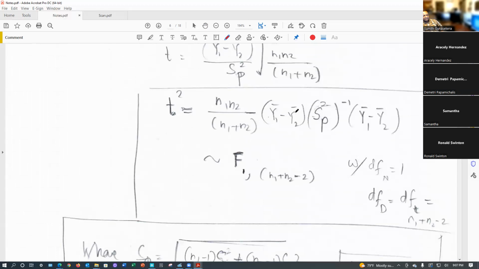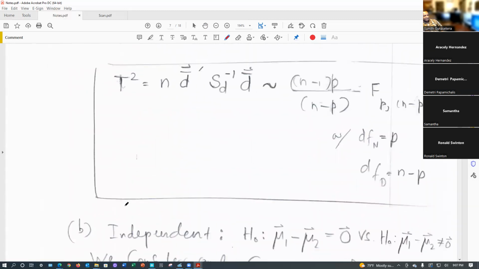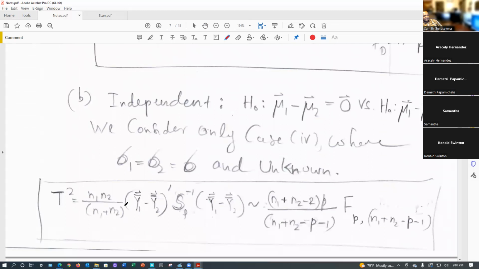First group mean minus second group mean, but in the univariate case you are dealing with scalar numbers. Here these are vectors and their transposes. Instead of just one value, you have a covariance matrix and its inverse. And this is the factor by which we have to multiply to get the distribution.